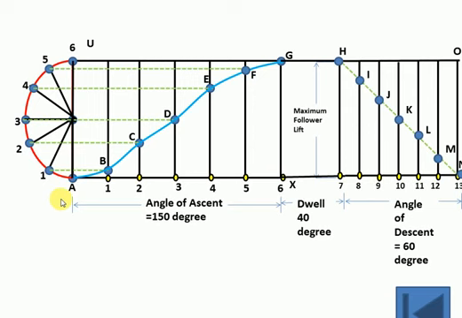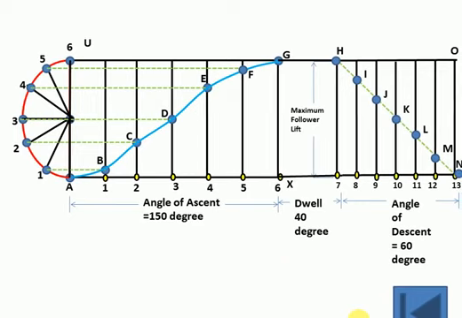So we can say that from point A till N, the cam is rotating for 150 degree as angle of ascent, then dwell for 40 degree, then 60 degree angle of descent. During its ascent it is having simple harmonic motion, then 40 degree dwell, and then during its angle of descent it has uniform velocity motion. So this is the complete curve for our particular question. So now we'll draw a cam profile.